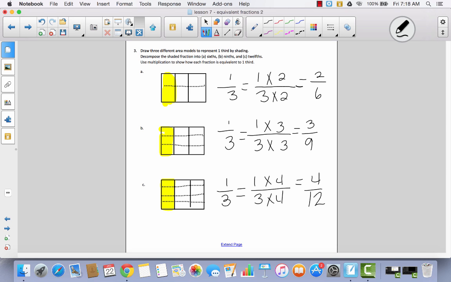Okay, so today we talked about how you can use an area model. Here's our area model, and we also talked about how you can use multiplication to find equivalent fractions. When you're decomposing, you're not changing the fraction, you're just making it into more parts. So whatever you're doing to the numerator, you're also doing to the denominator. So the most important part to remember here is that whatever you multiply times the numerator and the denominator, it is the exact same number. And we will continue this in lesson 8.